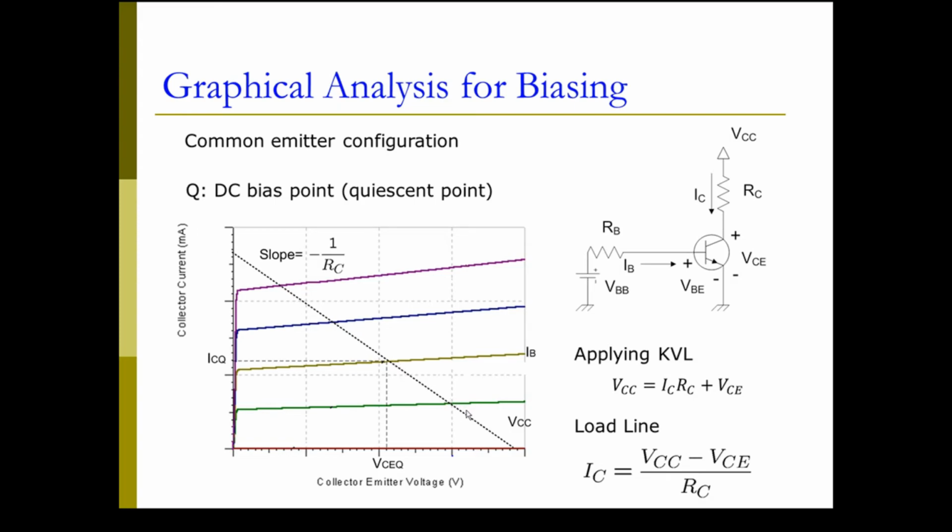Now this straight line will have an intersection point with the IV characteristics of the transistor at this RB level. And this point is actually our DC biasing point at the base side. This gives us not only the VCEQ, the voltage between the collector and the emitter, but also tells us the current flowing into the collector, which is called ICQ here.